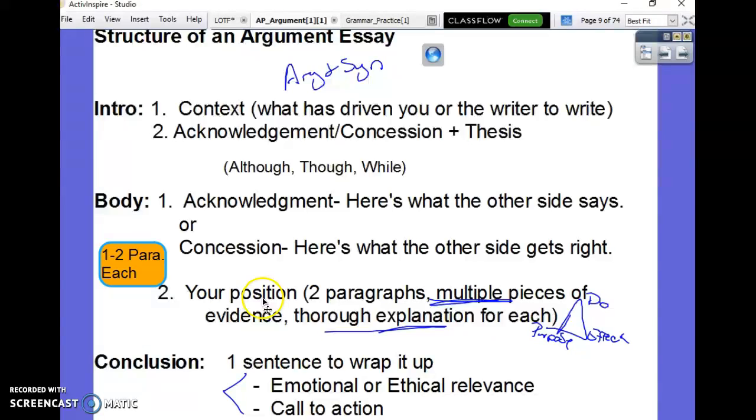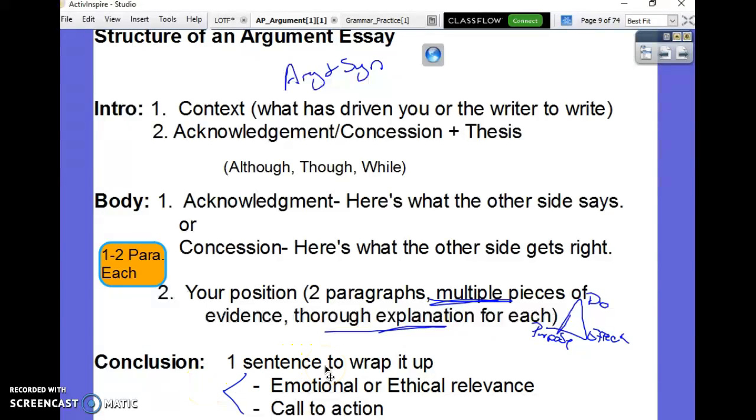minimum of 2 body paragraphs that are on a topic. They should hopefully have multiple pieces of evidence and a thorough explanation of each. Don't forget the rhetorical triangle that we talked about last time, where first you show what your quote is doing, then you show the effect of that quote, and then how does that effect serve the purpose, which would be your thesis.